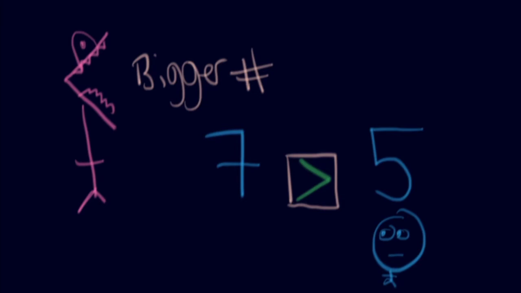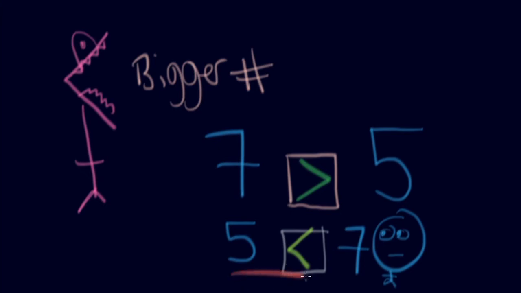If I was to write that, it would look like this. If I put the 5 on the other side, and the 7 over here, and then I put the symbol here, of course, the alligator is still eating the 7, right? I've just turned it around. If you're reading it from left to right, you would say 5 is less than 7.